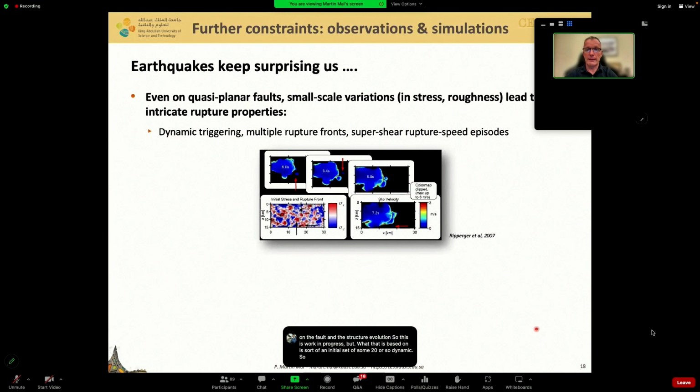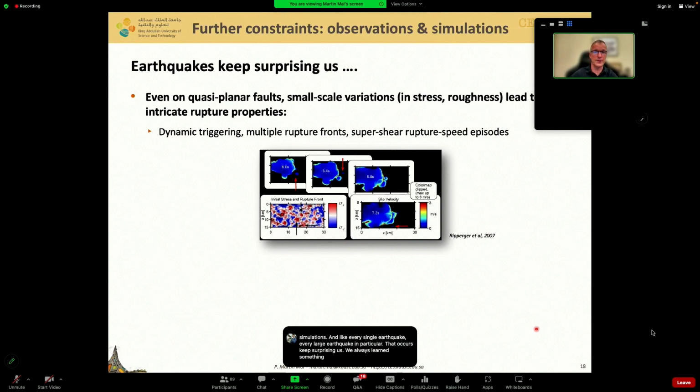So I want to take a final look now into the current constraints and observations that we may have from recent earthquakes, from observations and simulations. And like every single earthquake, every large earthquake in particular that occurs keeps surprising us. We always learn something new.